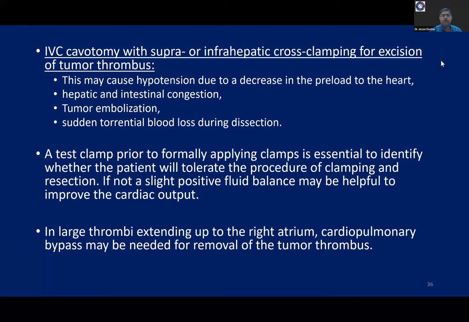So once you preload them, then you reapply the test clamp and see whether that drop in the preload is again causing a significant drop in the preload and a drop in the corresponding cardiac output. If that happens, you may need to have a veno-venous bypass, or you may need to hydrate these patients further. So that is important in IVC cavotomies.